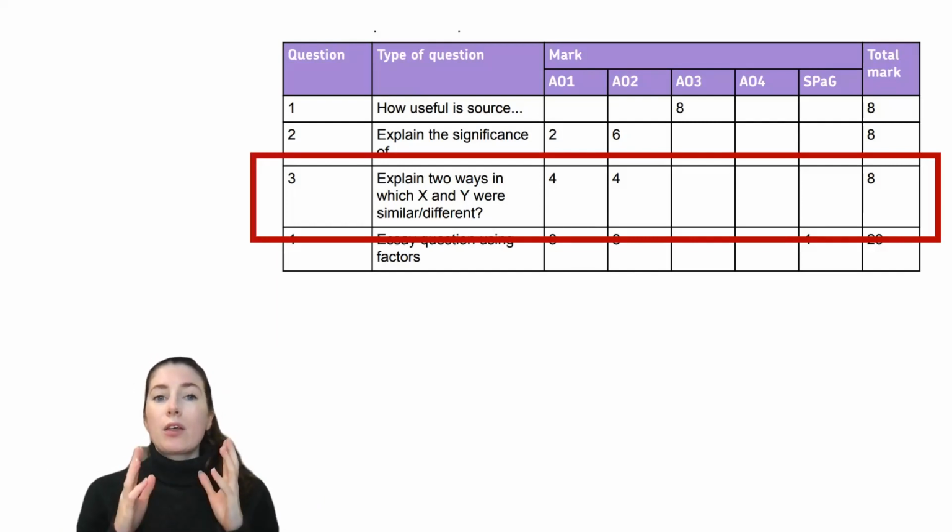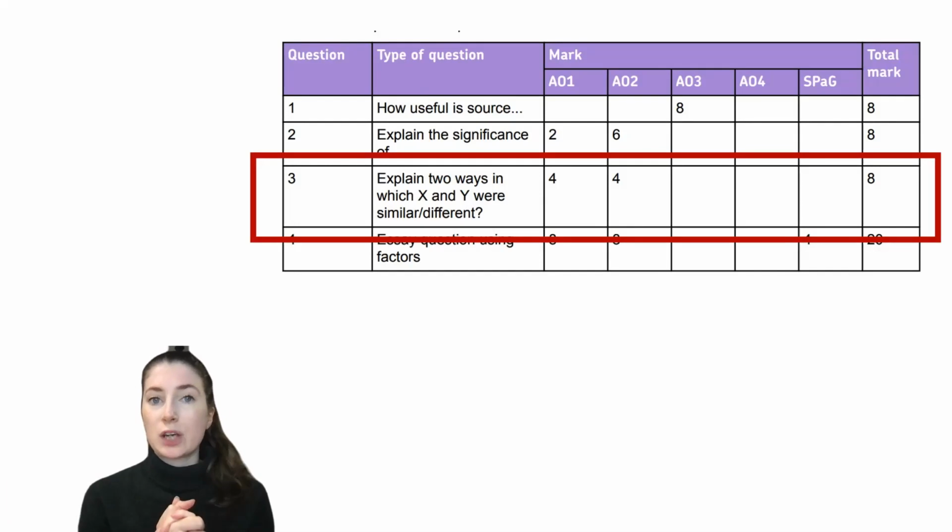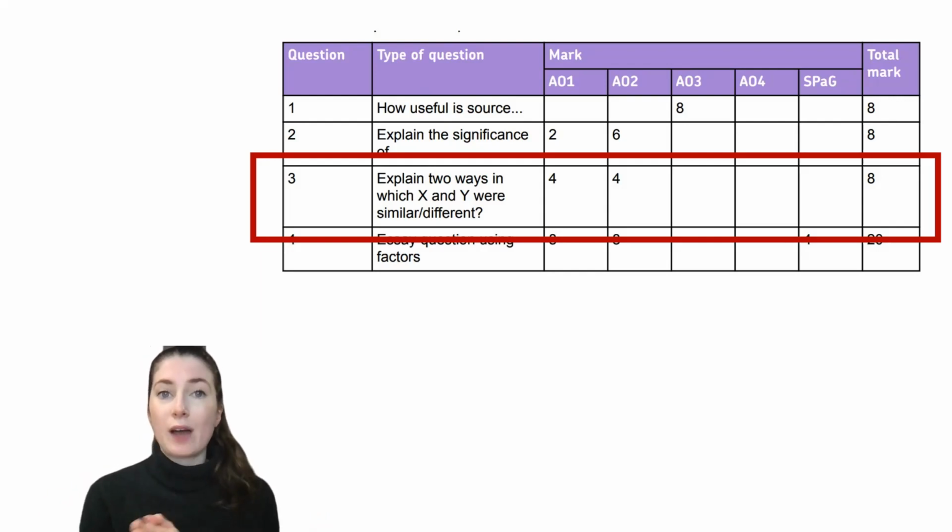Now, this question has changed on the specification recently, and prior to this / different, every single question that's ever been asked has always been similar. How are they similar? So based on everything prior, I would suggest the most likely option would be the question is going to say explain 2 ways in which X and Y were similar. However, because they've added the / different, there is now that option that they might ask you explain 2 ways in which X and Y were different.